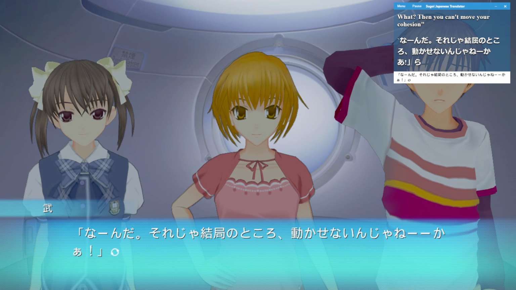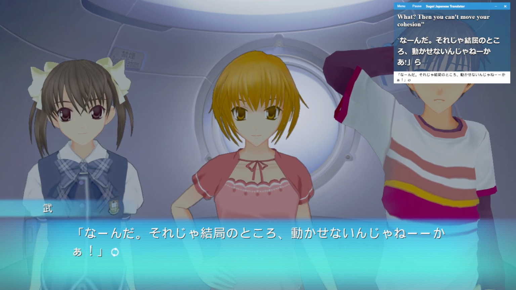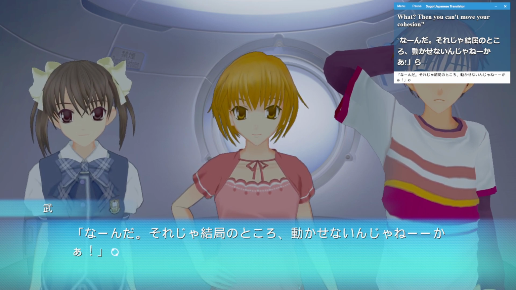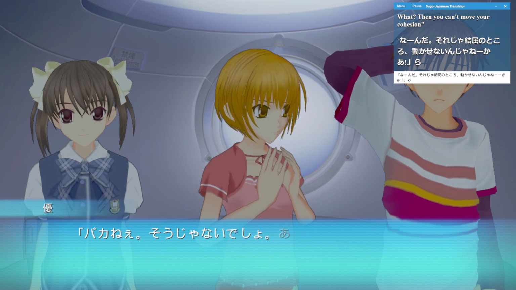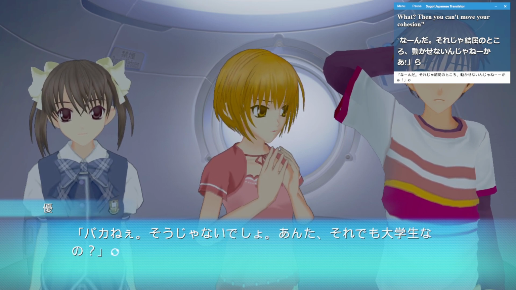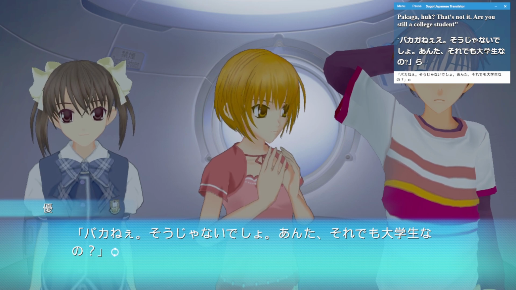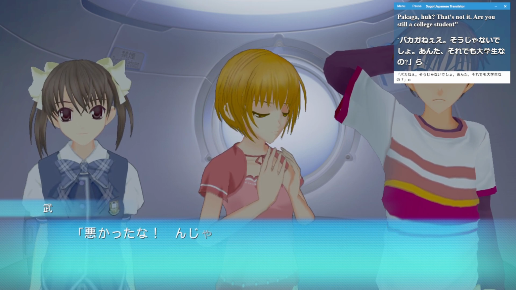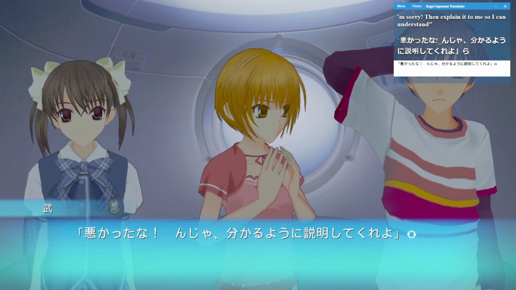Okay, it's the wrong kanji. We can't move it then. You can't move the weight then. Or something like that. Idiot, that's not it. Are you really a college student? I'm sorry, then explain it to me so I can understand.